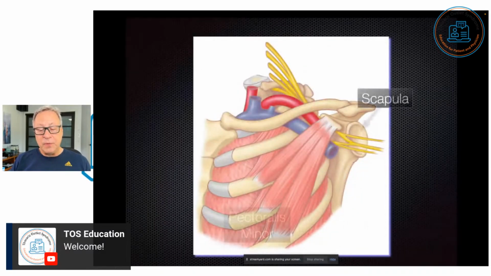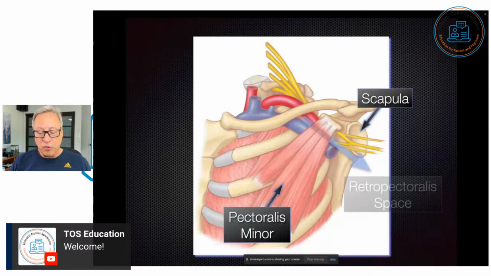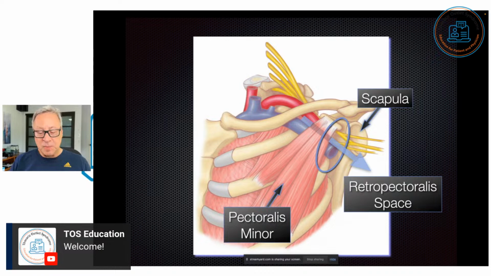Now, if we go out a little bit further, we get one more classically defined tunnel or space, the retropectoralis space. We start with the pectoralis minor. It originates from ribs, usually 3, 4, and 5, and they join together and insert on this bony process called the coracoid process. It's not separately labeled here, but it's part of the scapula. So you can see where that muscle attaches.